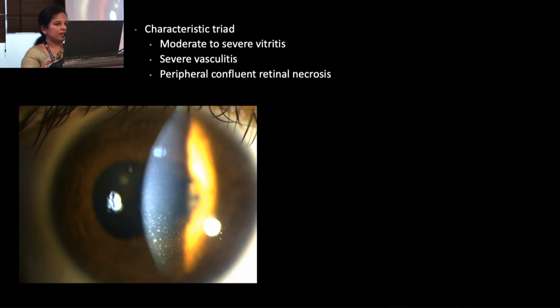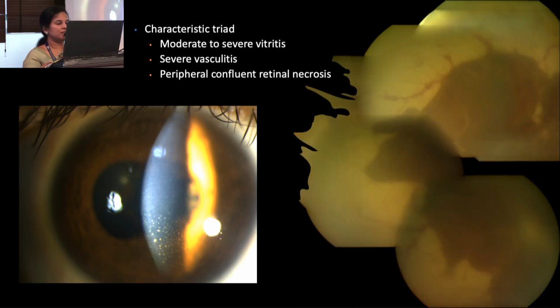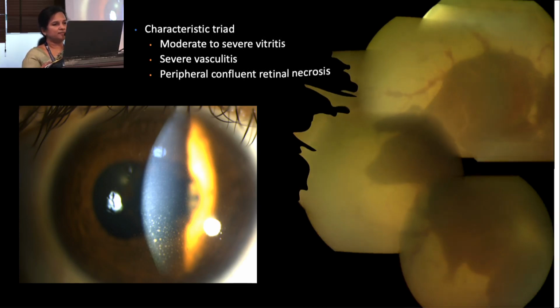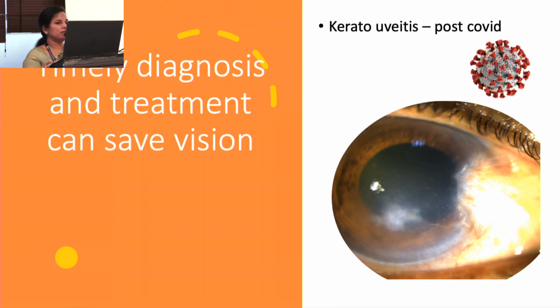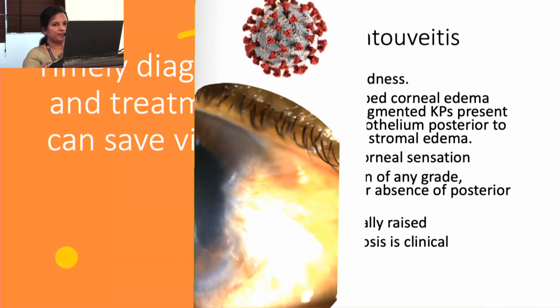Again, another case of anterior uveitis with pigmented cells and high IOP. See what is there in the fundus: a 360-degree retinitis lesion. It's a case of ARN. Here, timely diagnosis could save the vision of the patient. Yet another patient, post-COVID, presented with corneal edema and uveitis. That was a case of viral keratouveitis due to herpes simplex virus, seen most commonly in post-COVID patients.